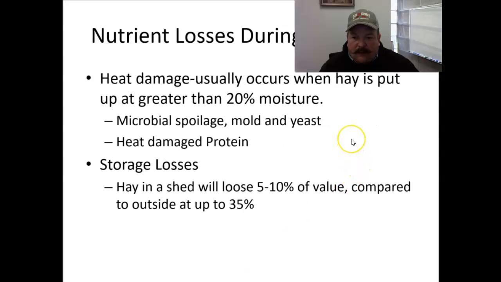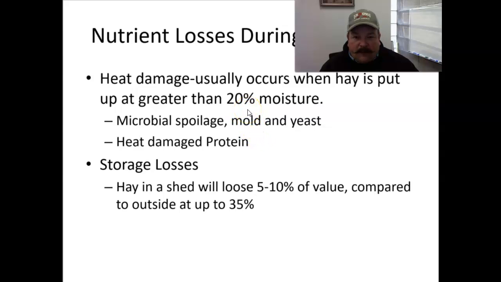So heat damage during haymaking, you're not going to see that until you're up around 20% moisture. Hopefully you've just got it dried down further than that. You shouldn't see any mold if you're under 20%. You're still not dry enough at 20%, but that's just another mile marker that you need to pay attention to.